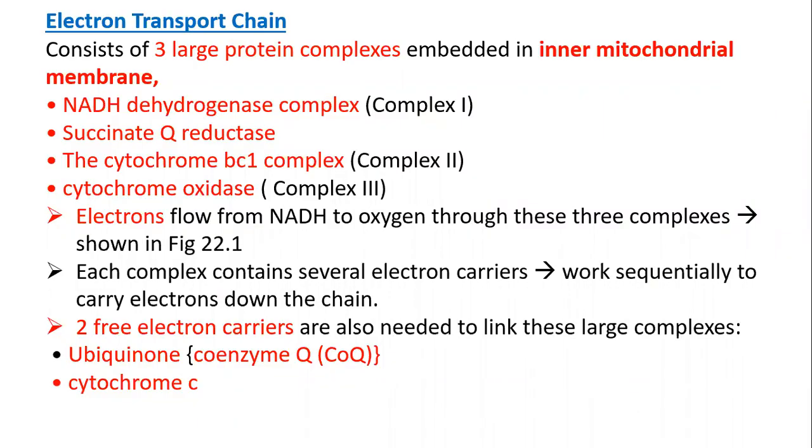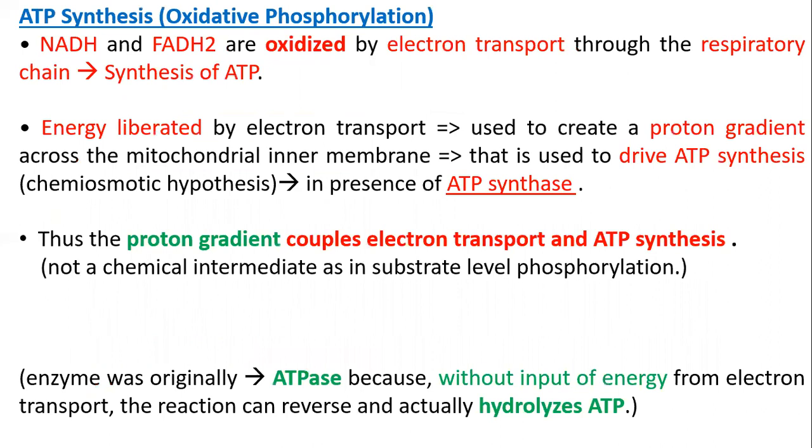So we have already discussed all these protein complexes as well as electron carriers involved in the electron transport chain. Now, ATP synthesis or oxidative phosphorylation. NADH and FADH2 are oxidized by electron transport through the respiratory chain for synthesis of ATP. Energy liberated by electron transport is used to create a proton gradient across the mitochondrial inner membrane that is used to drive ATP synthesis, which is the chemiosmotic hypothesis, in the presence of ATP synthase enzyme.